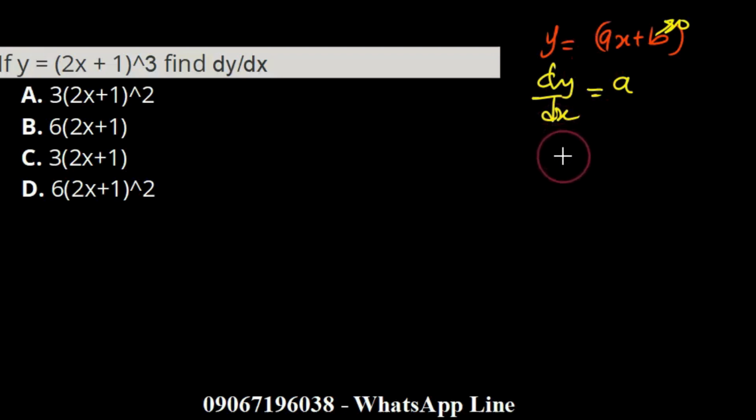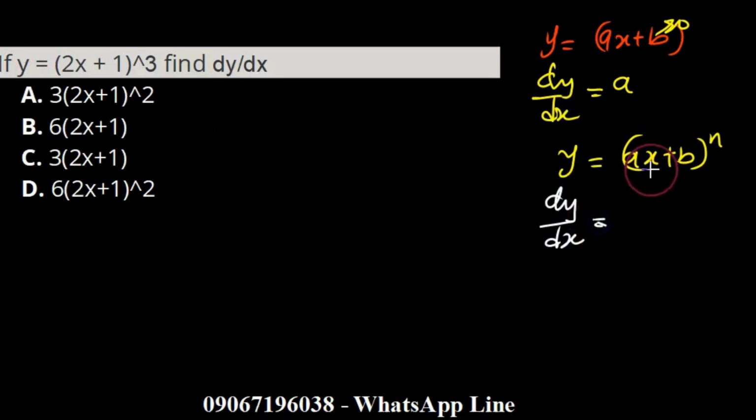Also, I want us to note that if y equals (ax + b) all raised to the power n, let's differentiate this. What is this going to give us? dy/dx is going to give us, remember, if you differentiate by first principle, n times the derivative of what is inside the bracket, which gives us a, and then we have everything in the bracket (ax + b) to the power n minus 1. So this is what we're going to get.